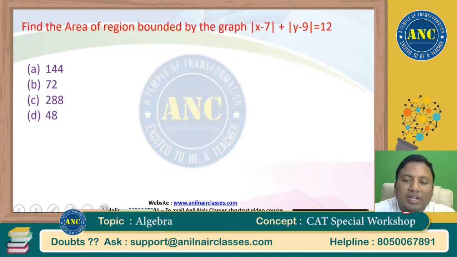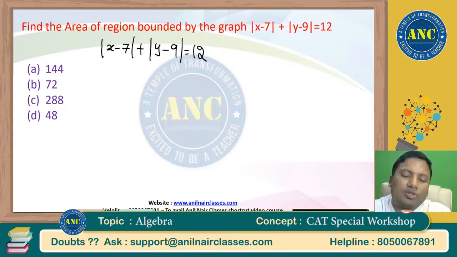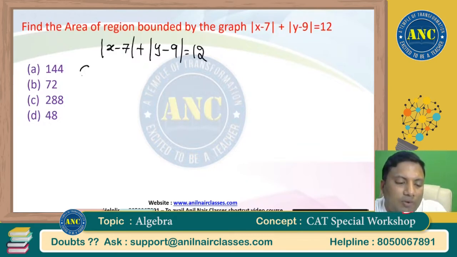Next question. Each and every question is a modulus question. Find the area of the region bounded by the graph mod x minus 7 plus mod y minus 9 equivalent to 12.